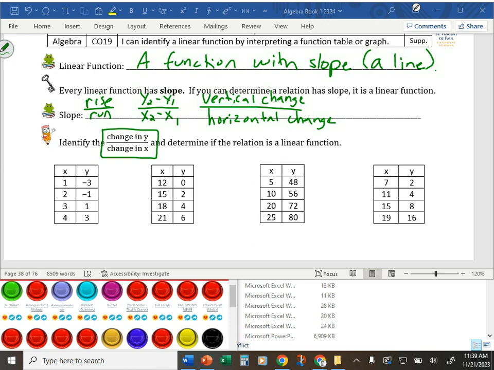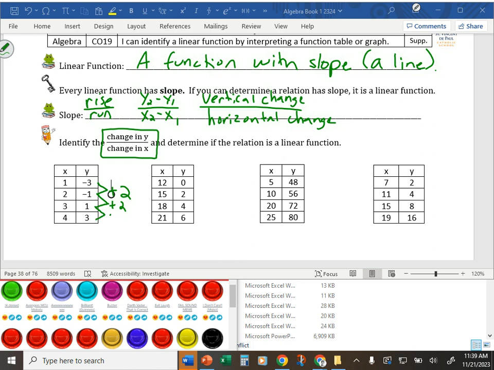So all we're going to do is look at these y values here, and what's the change from -3 to -1? +2, right? You're going up 2 to get from -3 to -1. How about from -1 to +1? +2 again. I like where we're headed. How about from +1 to +3?